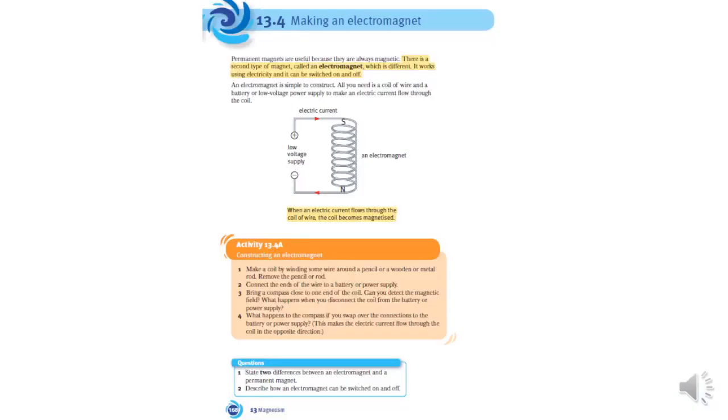Now highlight this page, please, page 168. You have to remember what an electromagnet is and all the components of the circuits that we can use to make an electromagnet. We already answered question number 1 and question number 2.